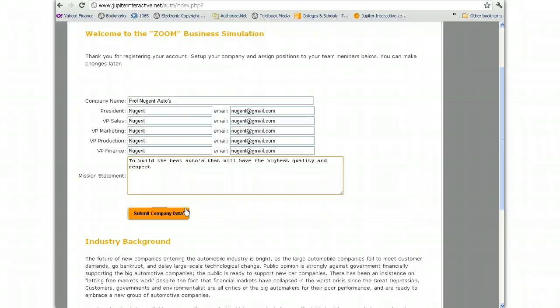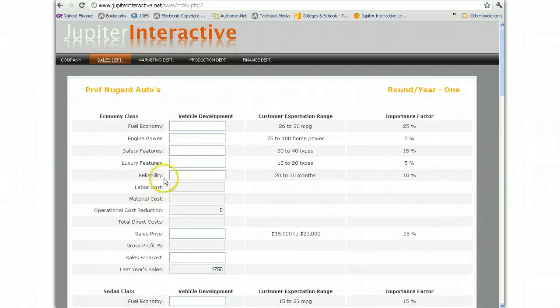I'm going to make this very brief, but you can make it more elaborate. So I'm going to submit the company data. So now my name, you can name your team anything. I'd prefer it if you had some part of your name in your team, so that way we could figure out who is who.